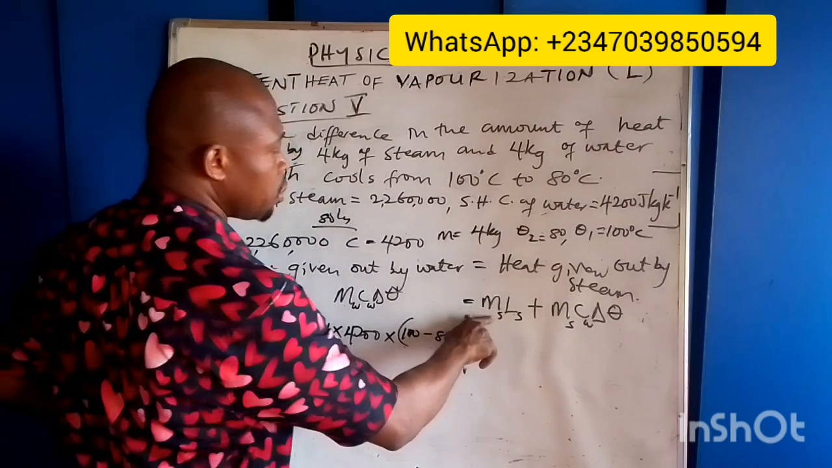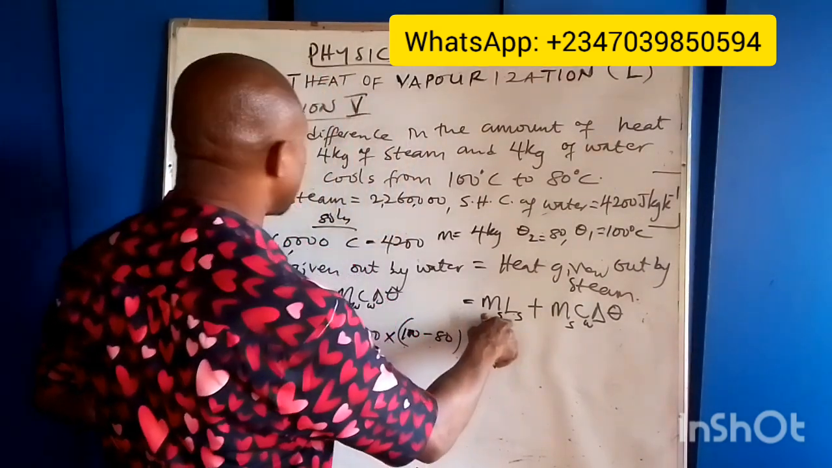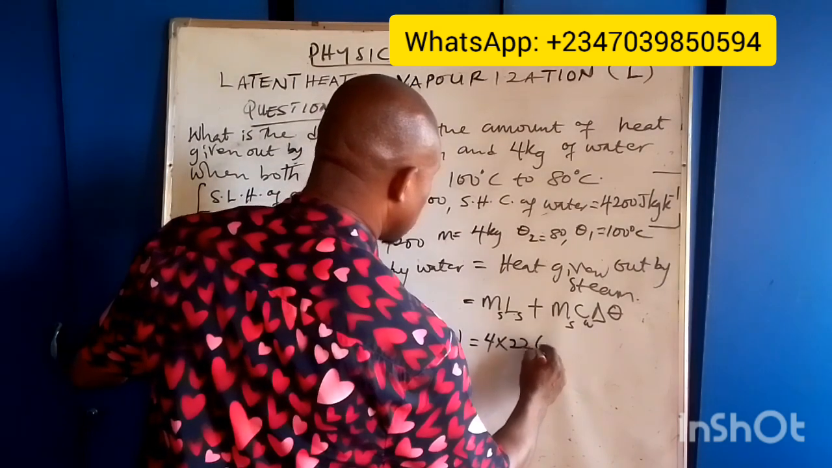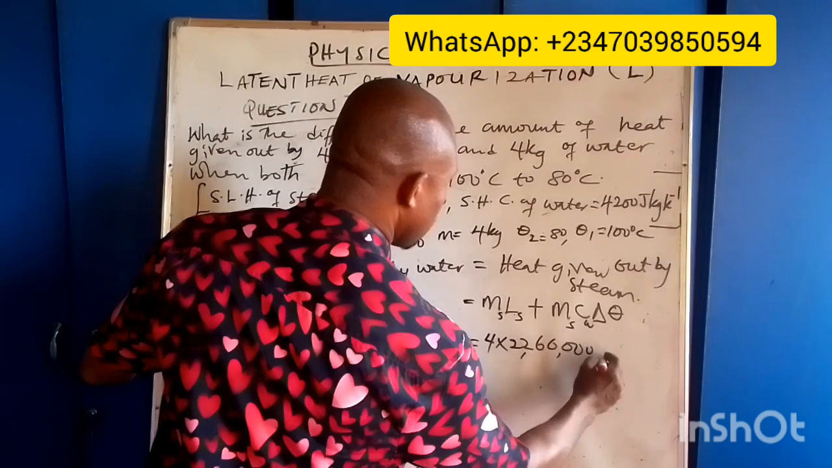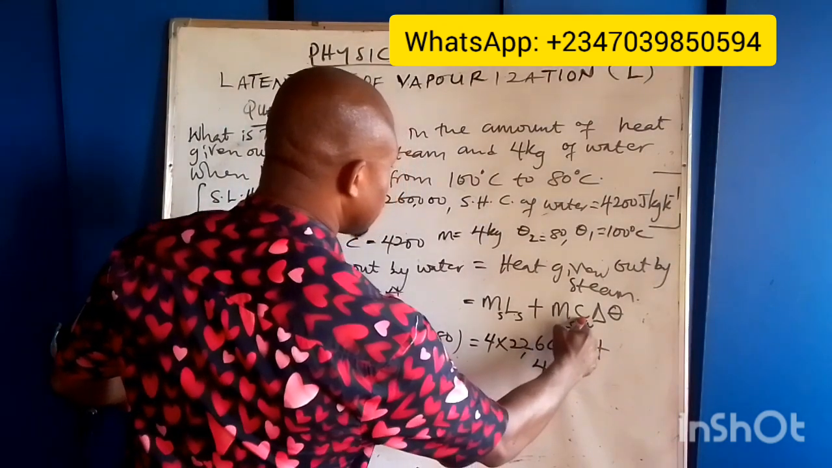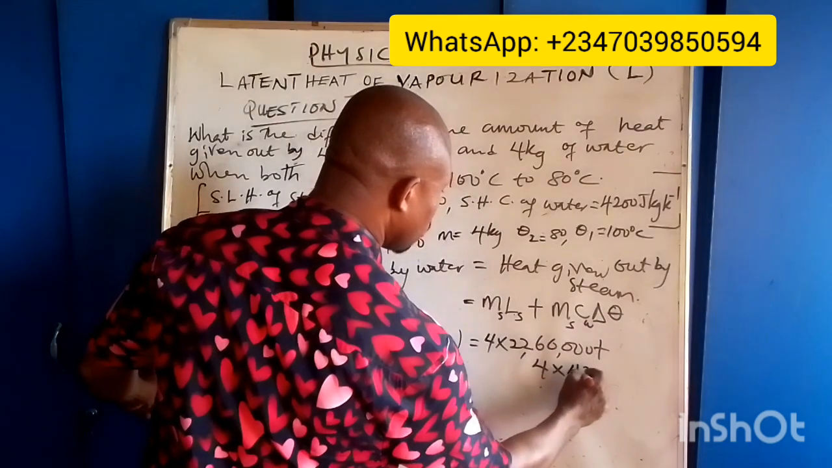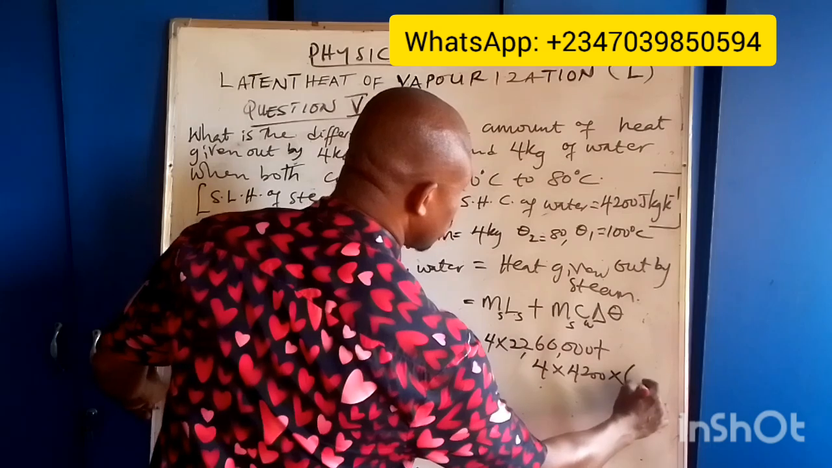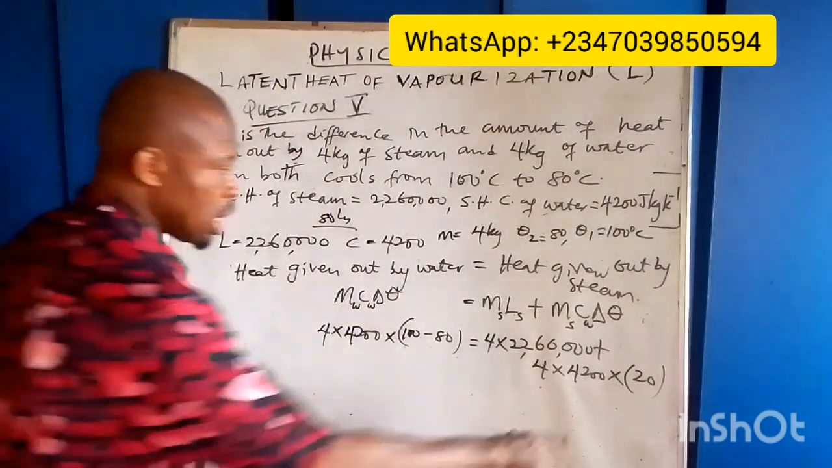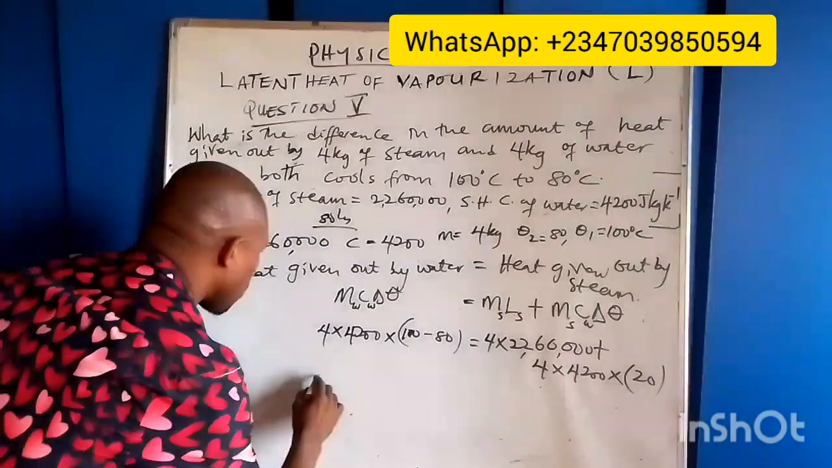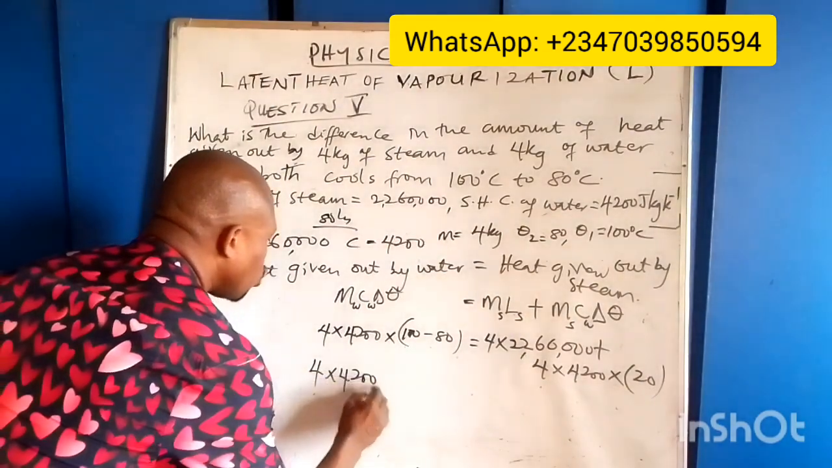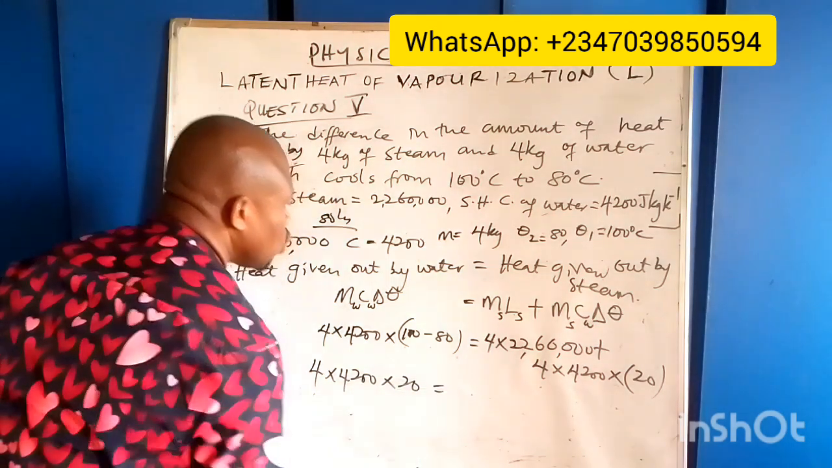This is equal to mass of steam, 4, times specific latent heat of vaporization of steam, which is 226,000, plus mass of steam, 4, times specific heat capacity of water, 4,200, times temperature change, which I will take at the same time as 20, which is 100 minus 80. At this point, we can now punch our calculator.